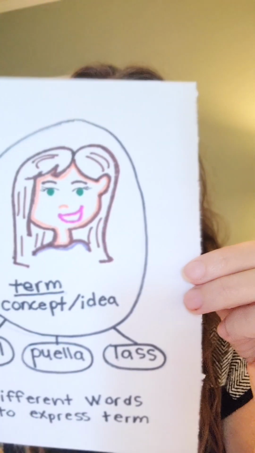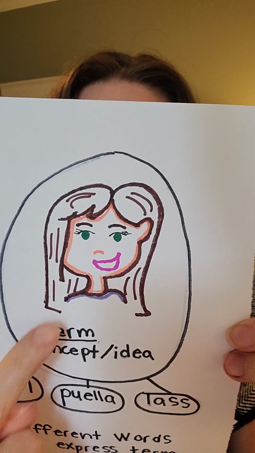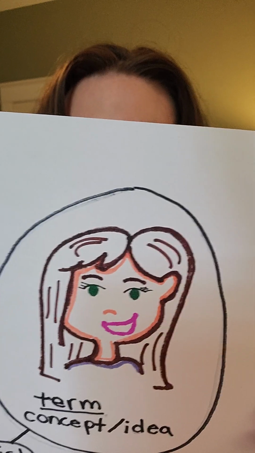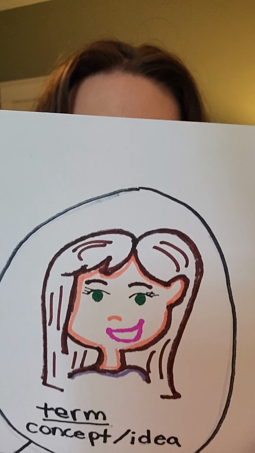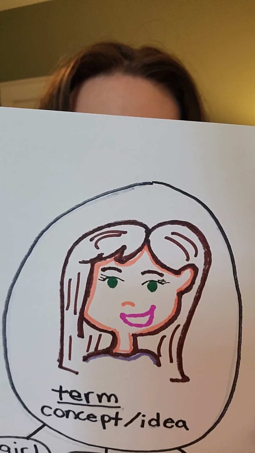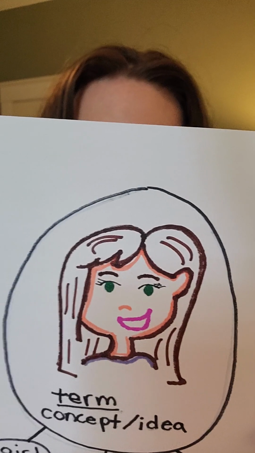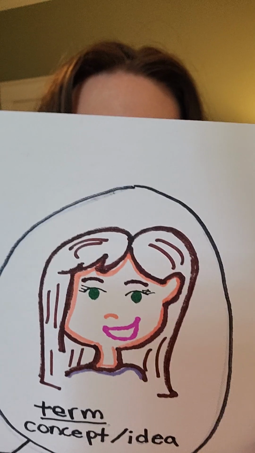I drew a picture to explain this here. If you think of the picture as the concept or idea, the term is the mental act of this picture that you see. And down here, we have girl, puella, lass, which are all different words that can be used to express the term. These are actually just different languages: English, Latin, Irish, Scottish. But you see multiple words that still express the same term.